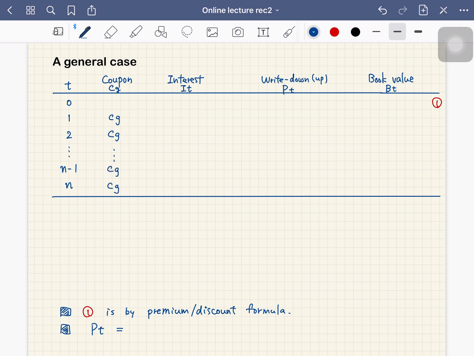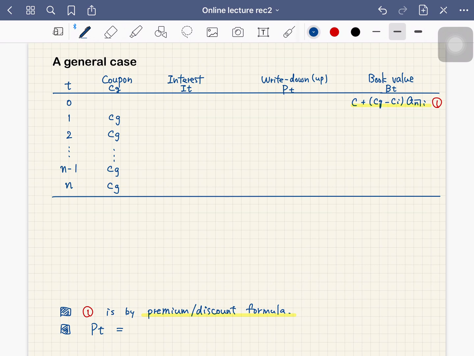So next we want to get the book value at time 0. By the price formula, and actually the premium and the discount formula, you can get this as C plus (Cg minus Ci) a angle n at rate i. So you can see the price discount formula is P minus C equal to this second term, but if we move C to the other side, then the book value becomes this.